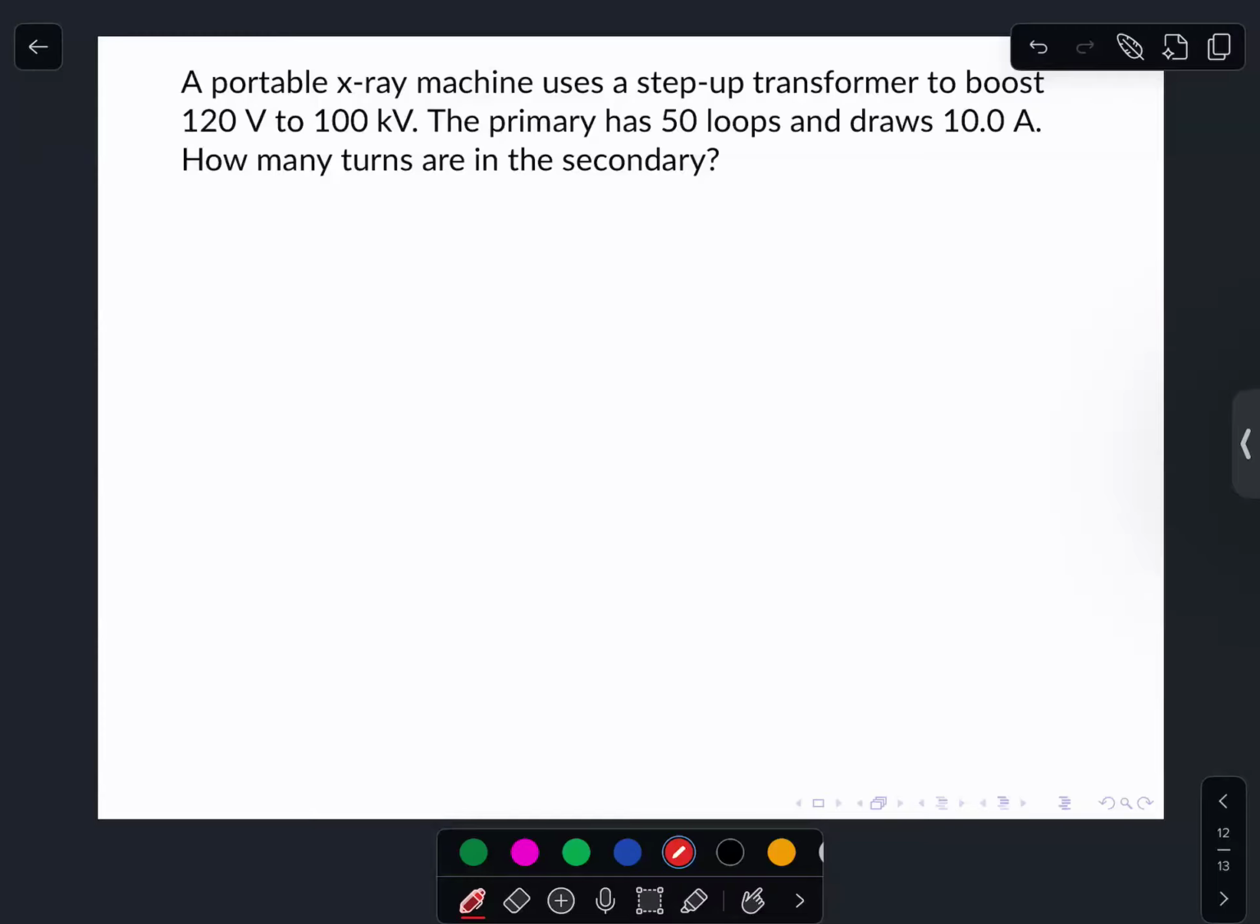If you get a huge number, you might be right. It is reasonable for transformers to have a butt ton of turns. Part of why they can be really heavy.